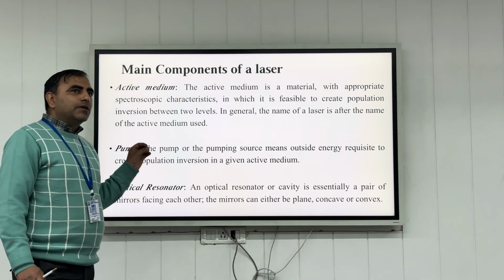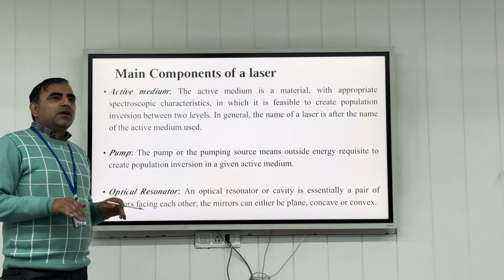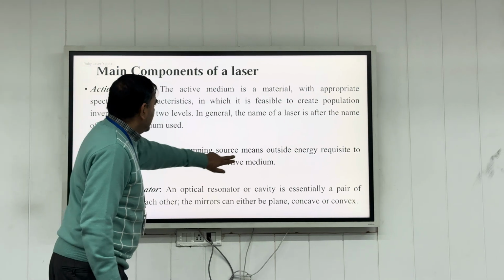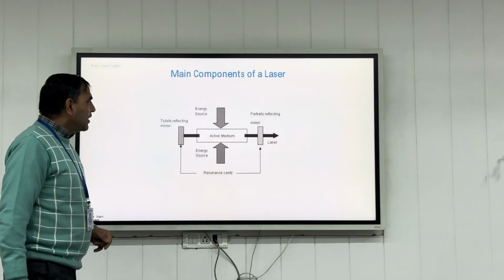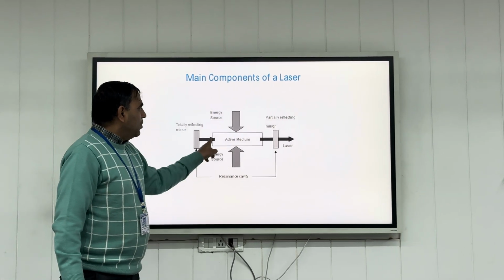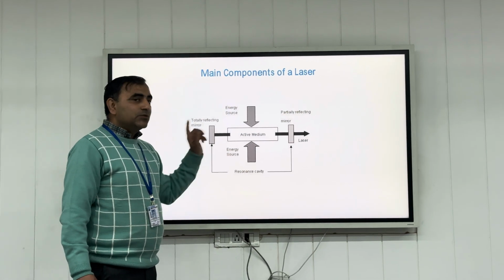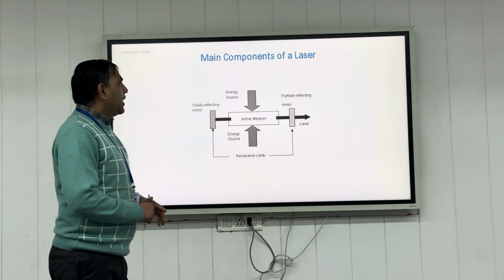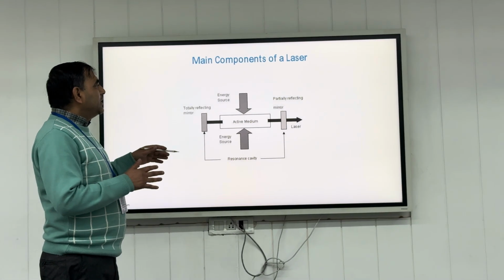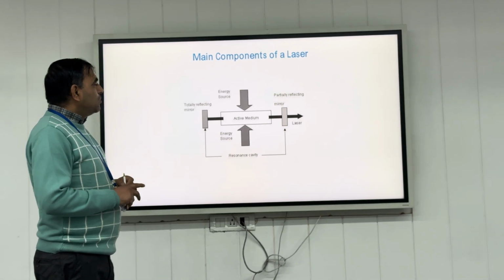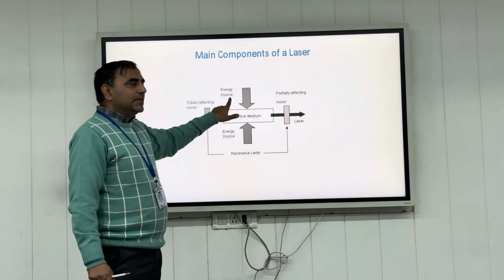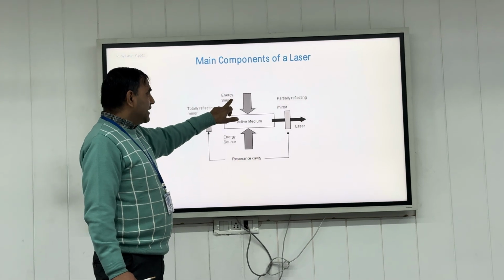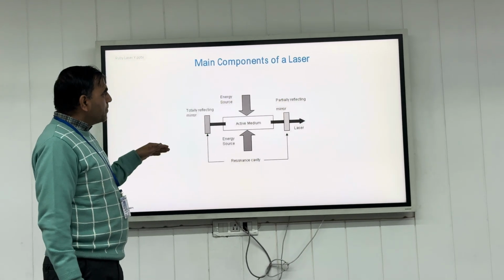The active medium is that medium in which all the action will take place. Like in this picture, we can understand that this is the active medium. All the action is achieved in this medium. So this is our active medium and energy source. If there is no energy, then it will not proceed. So pumping is most compulsory. Without pumping, it is not possible. So that is the pumping energy source. We can say energy source or pumping.